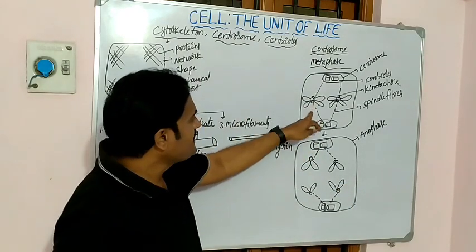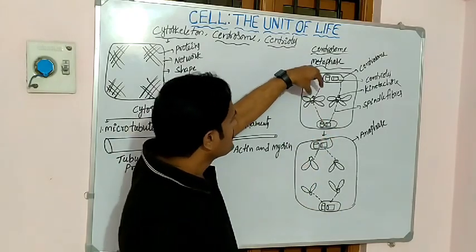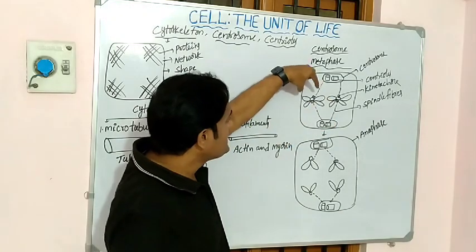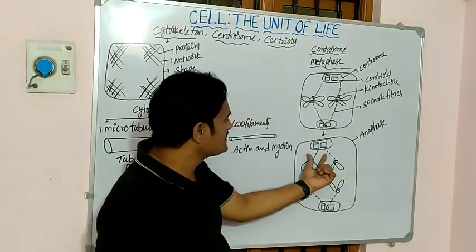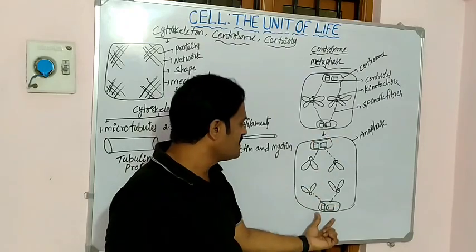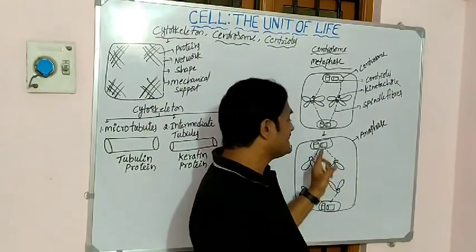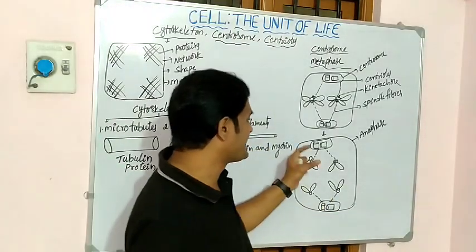See, the spindle fibers pull the chromosomes, then the chromosomes divide into equal halves. Each half of the chromosome reaches the poles of the cell. So this is the main importance of the centrosome and centrioles.